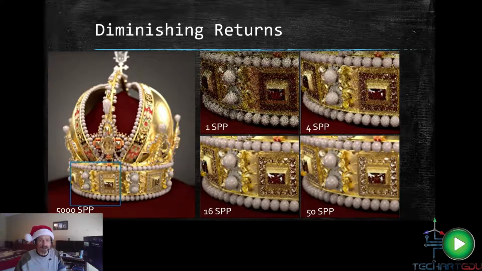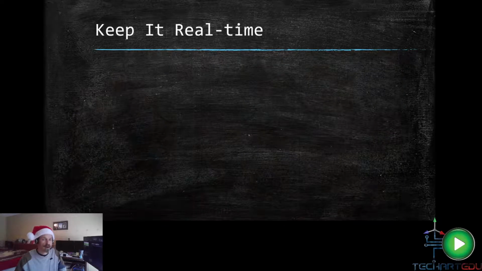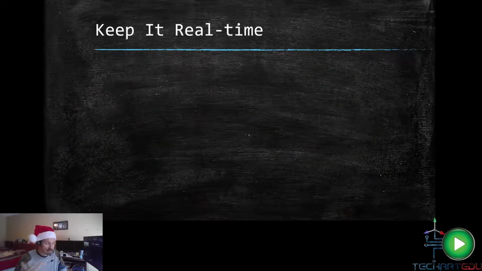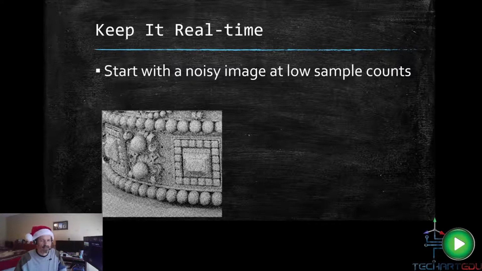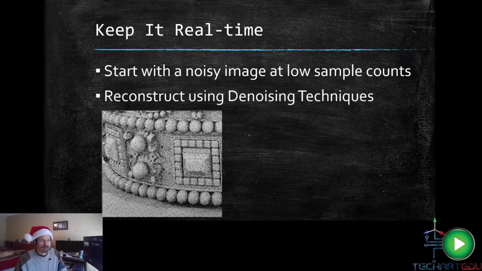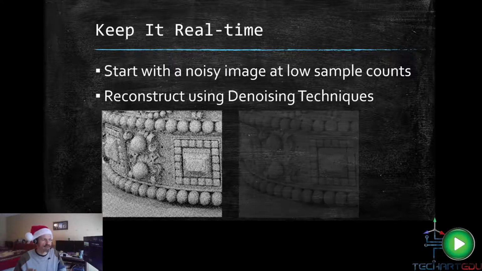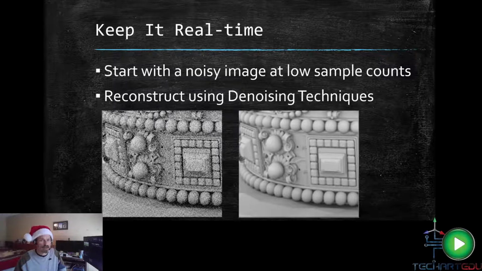But you have to ask yourself, do you really want to spend 5,000 samples per pixel? Okay, if we're going to do that, sending 5,000 samples per pixel, how are we going to keep it real time? This is crazy. This is one of the reasons why ray tracing is so slow. Well, you start with a noisy image at a low sample count, and then you reconstruct it using various denoising techniques. We're going to talk about what these denoising techniques are in a little bit, but with one sample, you can generate an image that looks pretty darn good.